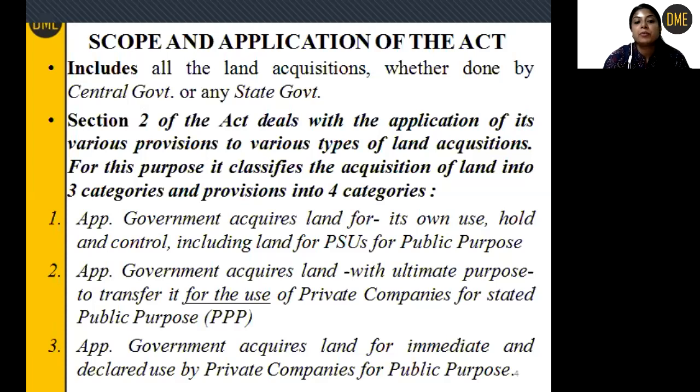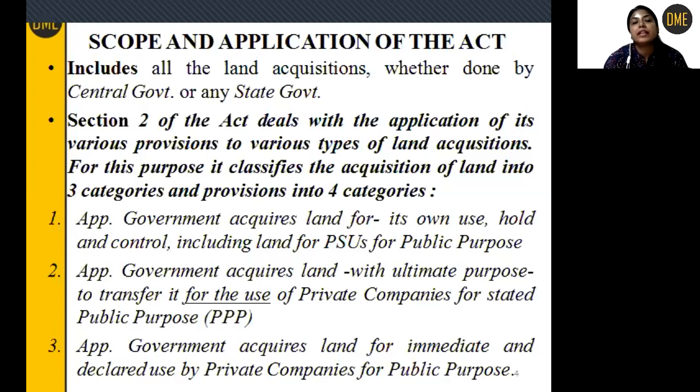Clause 2 provides that the appropriate government acquires land with the ultimate purpose to transfer it for the use of private companies for stated public purposes. So this part includes public-private partnership. The 3 Ps stand for public-private partnership. So here again, the appropriate government is going to acquire the land, and the ultimate object of acquiring this land is the public purpose. But here there is one more aspect, that this is being done in partnership with some private company, which is why it is called public-private partnership.